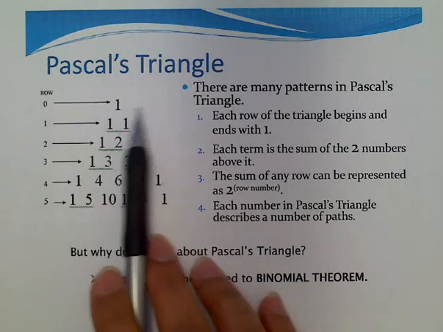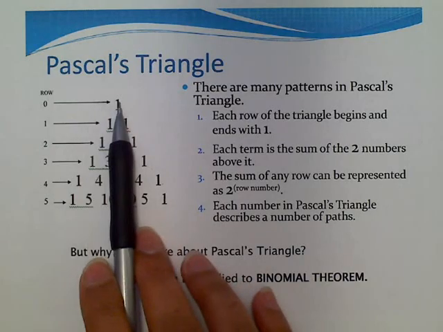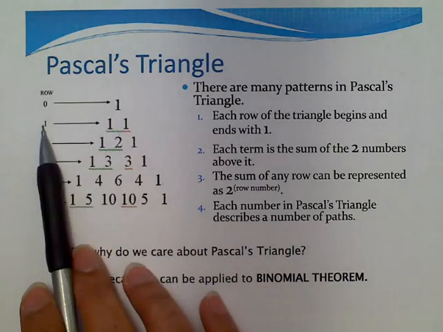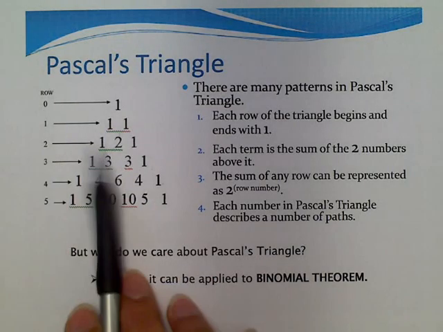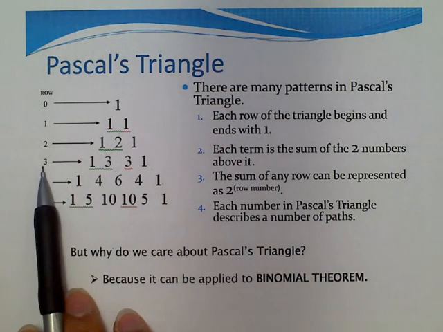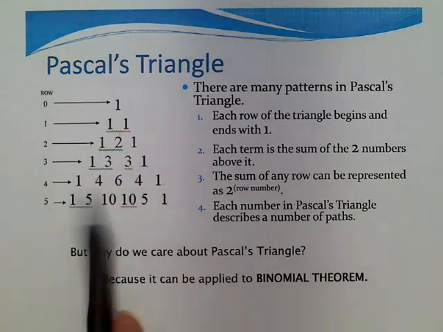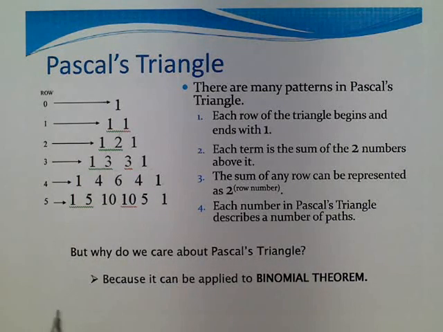and the first value that you see in row 0 is just the number 1. In row 1, you have the numbers 1 and 1. In row 2, we have 1, 2, 1. Row 3, we have 1, 3, 3, 1, and that pattern continues. There is a pattern between the numbers, and we'll talk about what those patterns are.